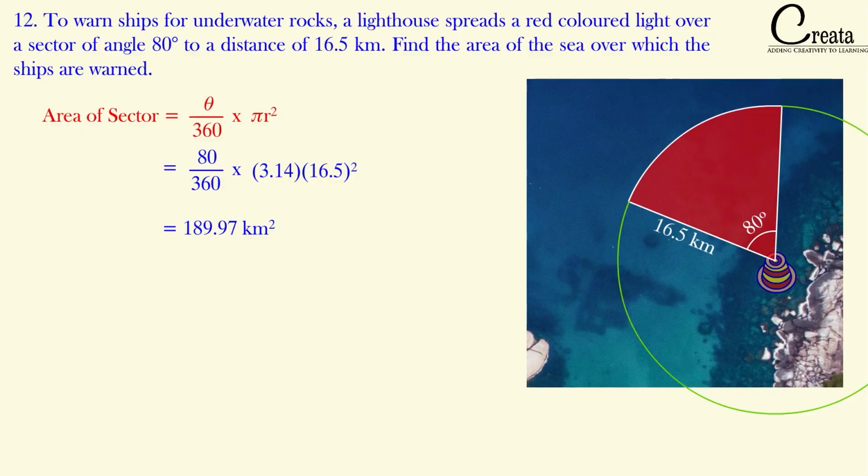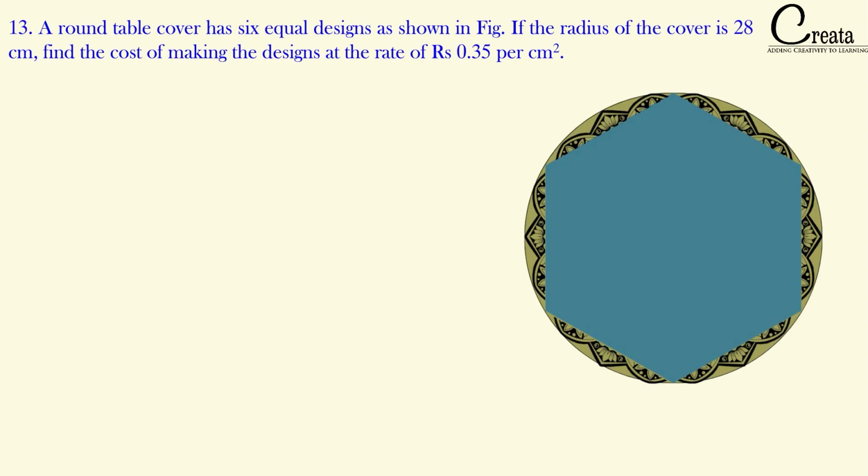So we have done with the question number 12. Let's move to question number 13. A round table cover has 6 equal designs as shown in the figure. If the radius of the cover is 28 cm, find the cost of making the design at the rate of rupees 0.35 per centimeter square. So this is the question.